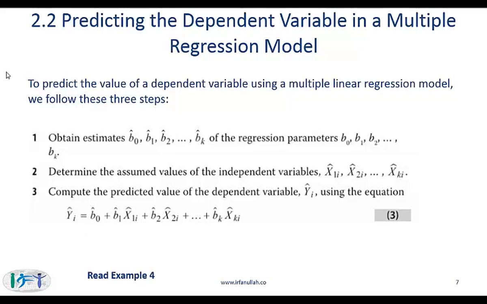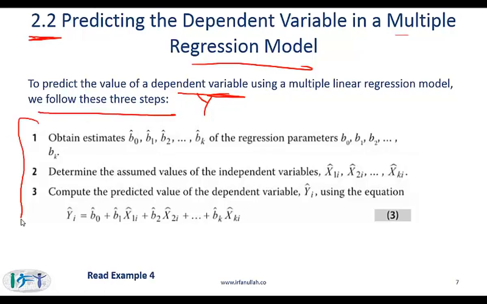All right, now coming to section 2.2, and in a sense we've done this. We are talking here about predicting the dependent variable in a multiple regression model. To predict the value of a dependent variable, this is the y value, using a multiple linear regression model, we follow these 3 steps. So have we done this before?